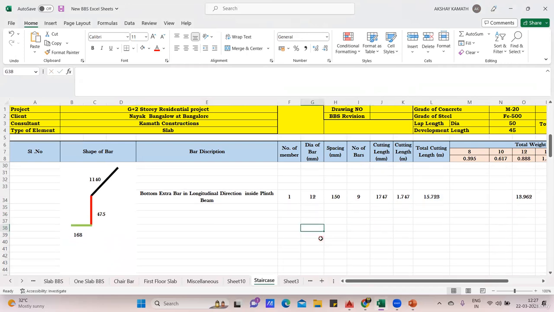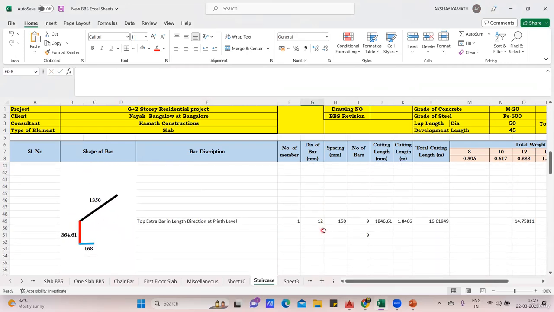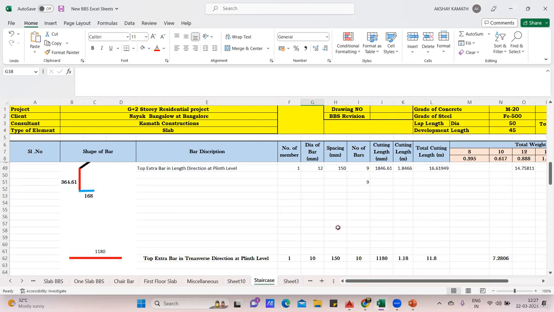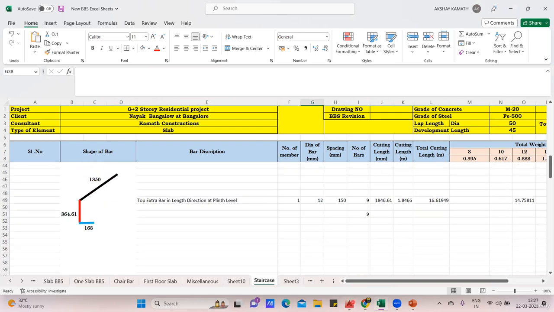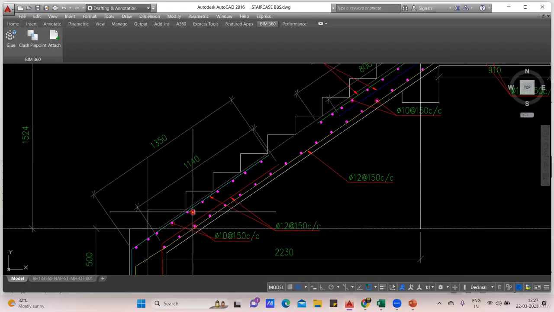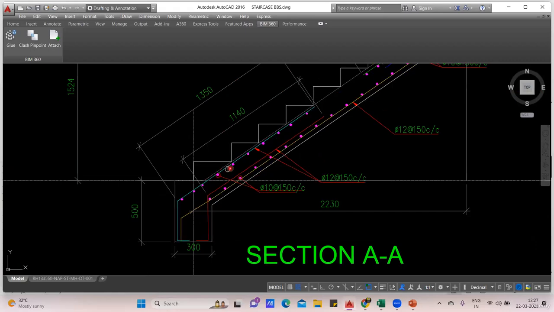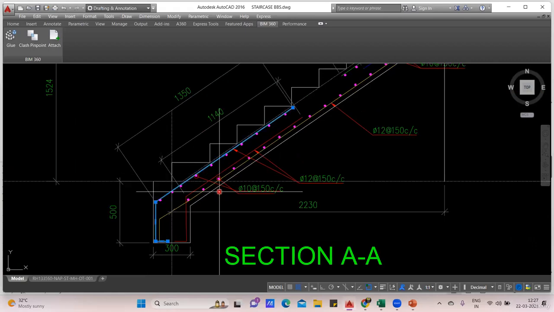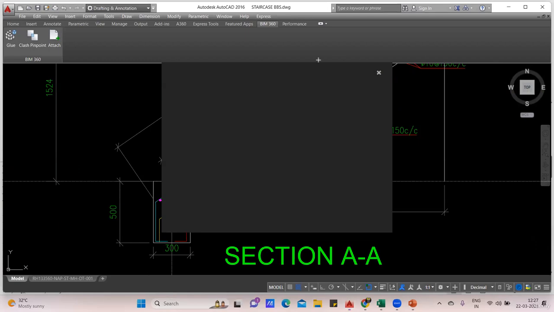Great. Now we'll come to another bar, for which you need to do certain calculations. That is this blue color bar, this bar. So how will you find it? One thing you know, again in the drawing it is mentioned.